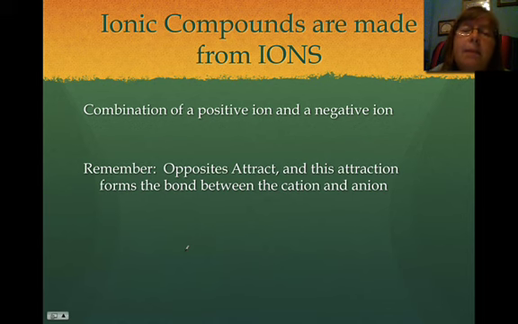As the name implies, ionic compounds are made from ions. It's a combination of a positive ion and a negative ion, and those opposite charges attract, and it's this attraction that forms the bond called an ionic bond between our positive ion and our negative ion.